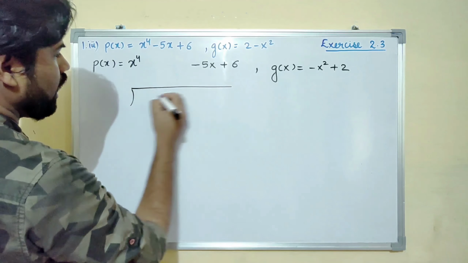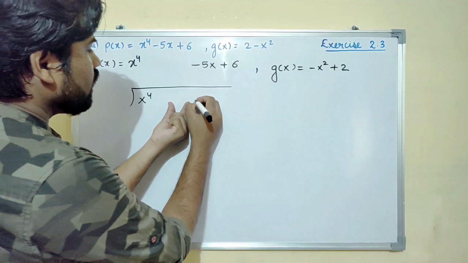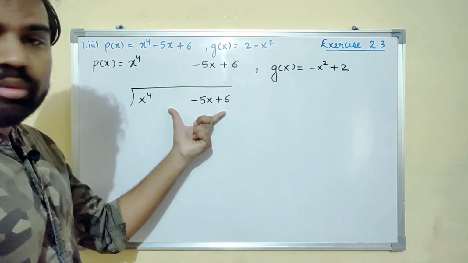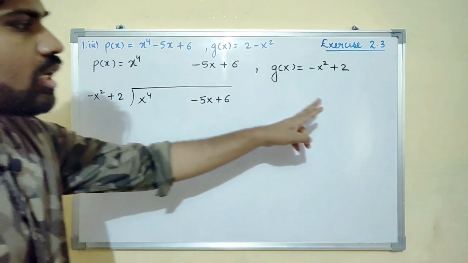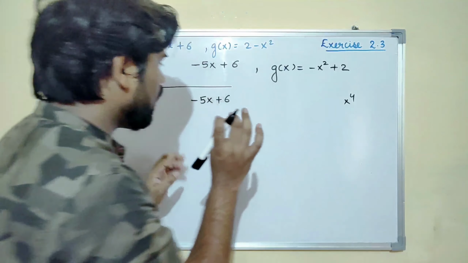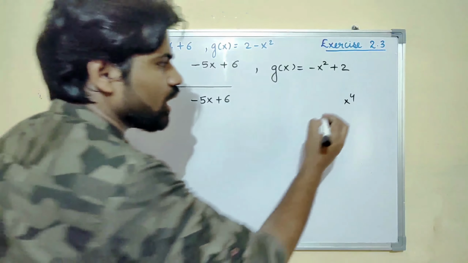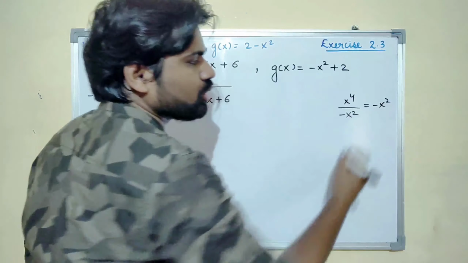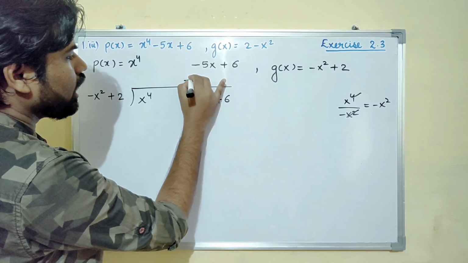So here the dividend is x to the power 4, leave a space for x cube, leave a space for x square and then write minus 5x plus 6. Okay, and divide the dividend by the divisor, which is minus x square plus 2. Now here the first term of the dividend is x to the power 4 and the first term of the divisor is minus x square, right? So you will get minus x square as your quotient, right? So you write it here, minus x square.